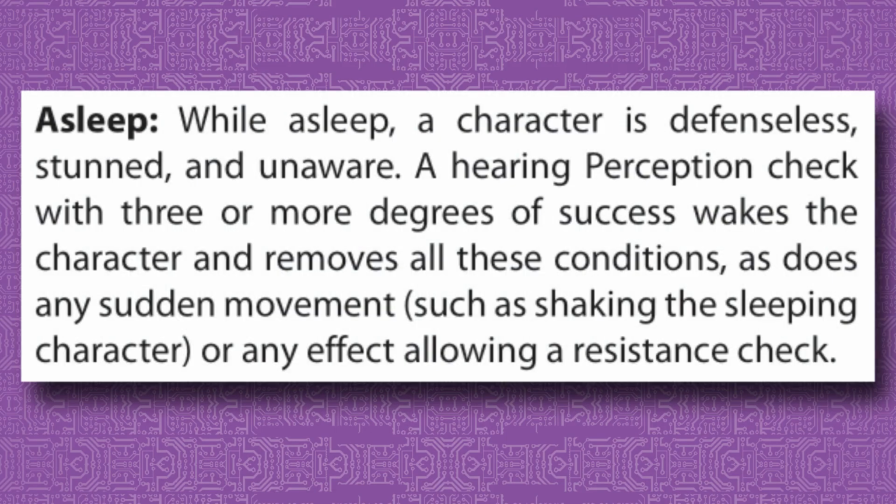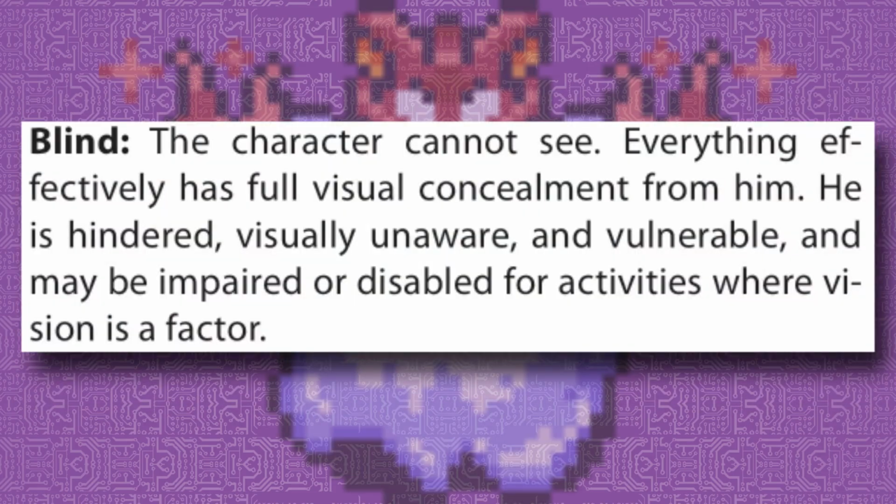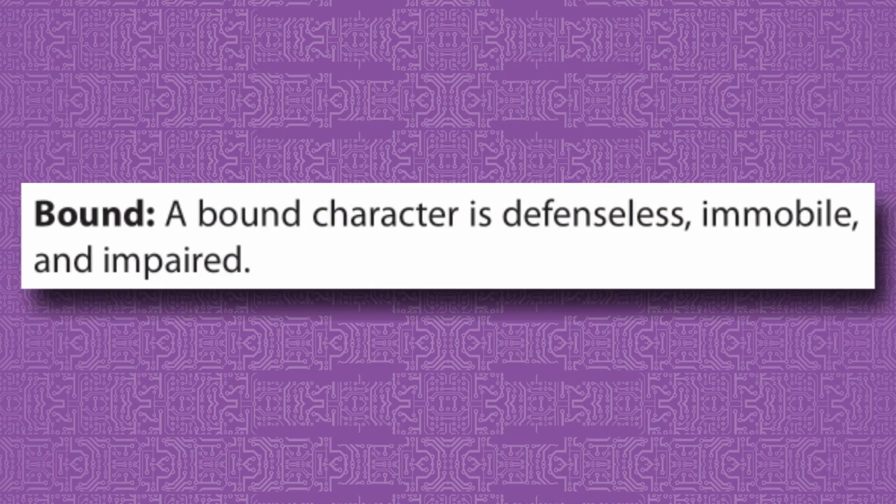Now for combined conditions. Asleep. This character is defenseless, stunned, and unaware. That means no parry and no dodge bonus, no actions at all, and no perception of anything. They can be woken up with a successful perception check with 3 degrees of success, or extreme sudden movement. Yes, being hit or attacked counts. Blind. This character cannot see. They are hindered, visually unaware, and vulnerable, and also impaired or disabled for vision. Bound. A bound character is defenseless, immobile, and impaired.